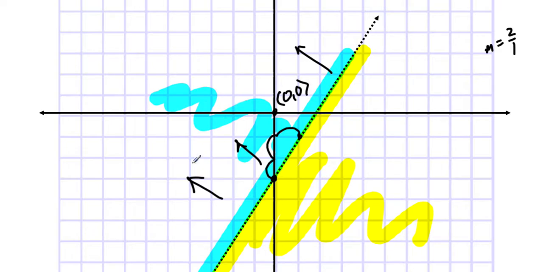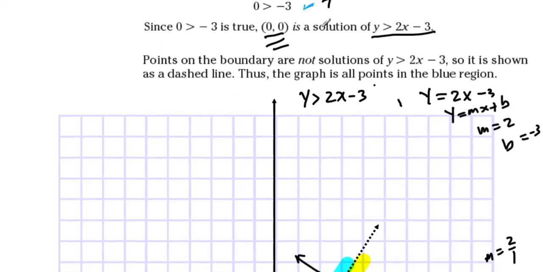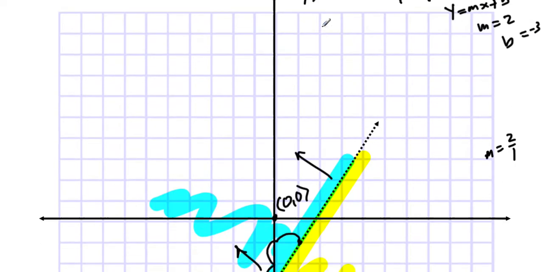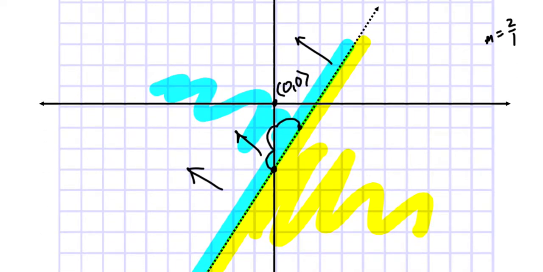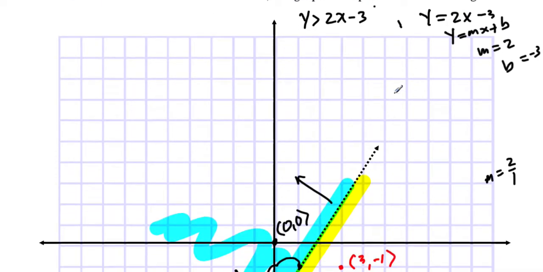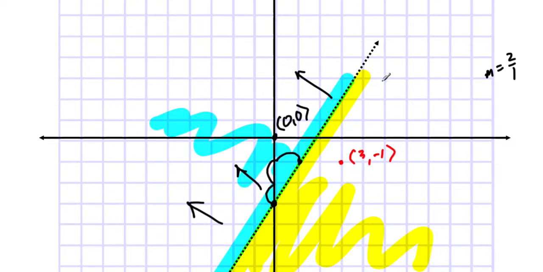And that's the reason why the shaded blue part of this graph will make our inequality true. Okay? And if you also notice, if you get a point to the right of our half plane, let's say this point right here, this point is (3, -1). And if we substitute that point into y > 2x - 3, you'll find out that this point will make this inequality false.